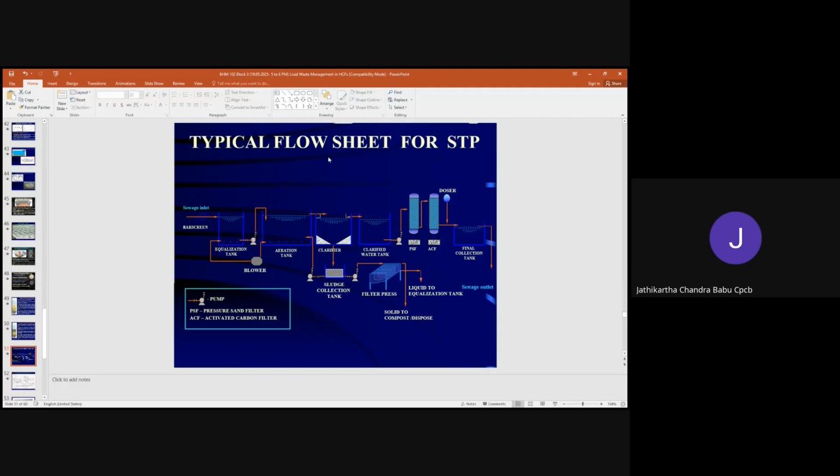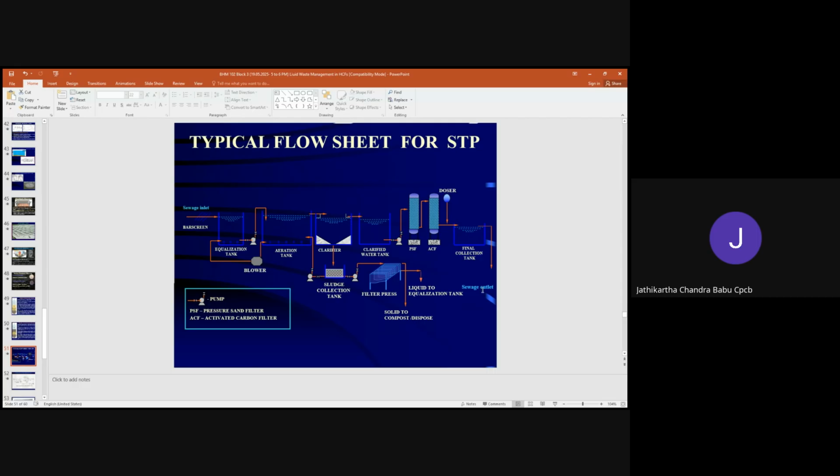Then it will go for the treatment process. Just to understand once again, to repeat it: bar screen, then go to the aeration tank. All the solids will be sent to the clarifier, and some solids will go to the settling tanks also. Afterwards, it will go to the secondary clarifier, and after the activated sludge process and secondary clarifier treatment, the wastewater will go to the sand filtration and the activated carbon filter.